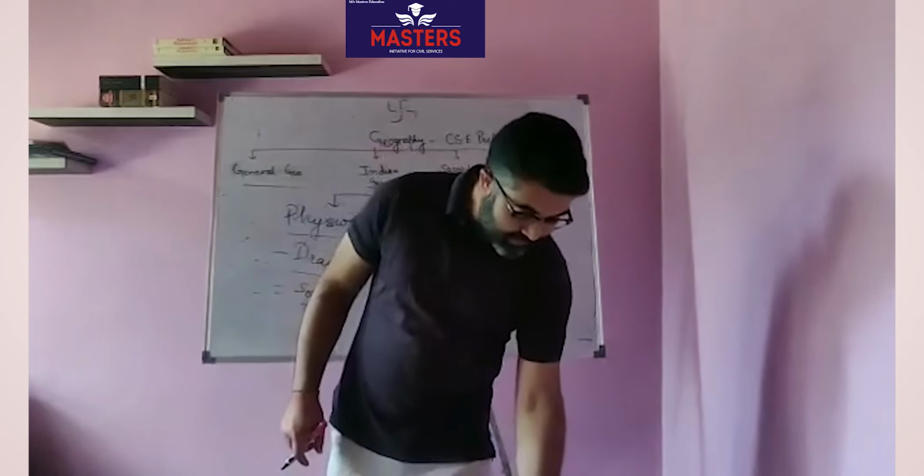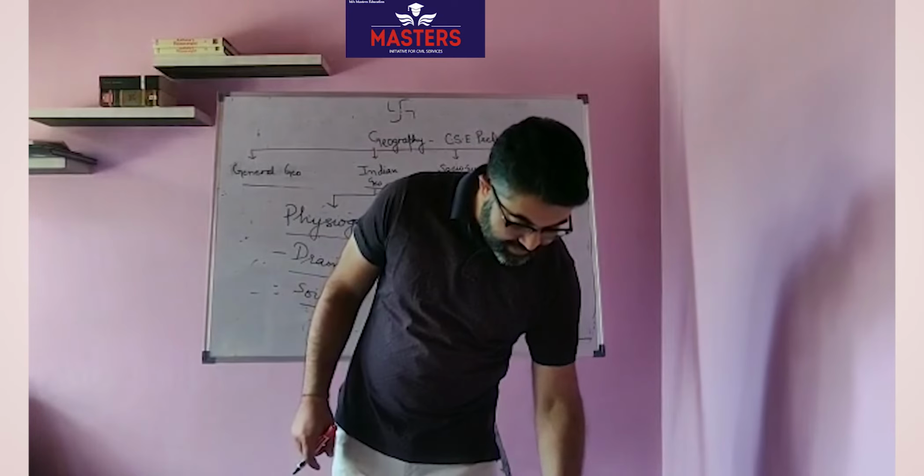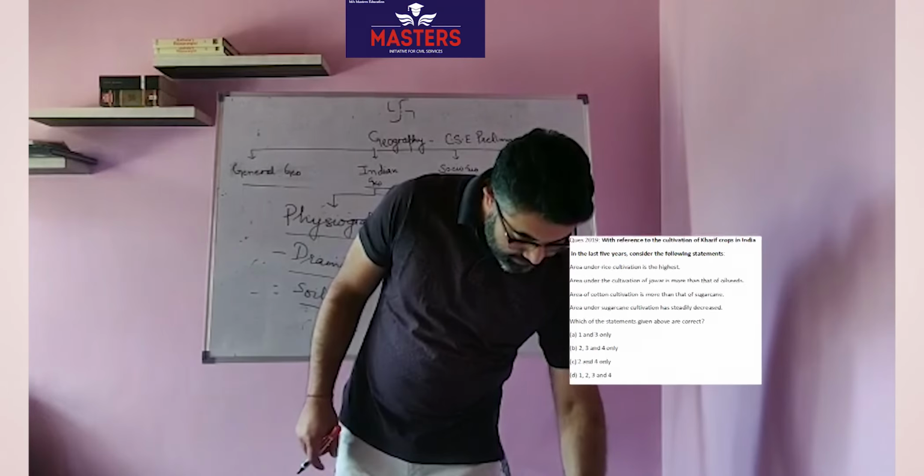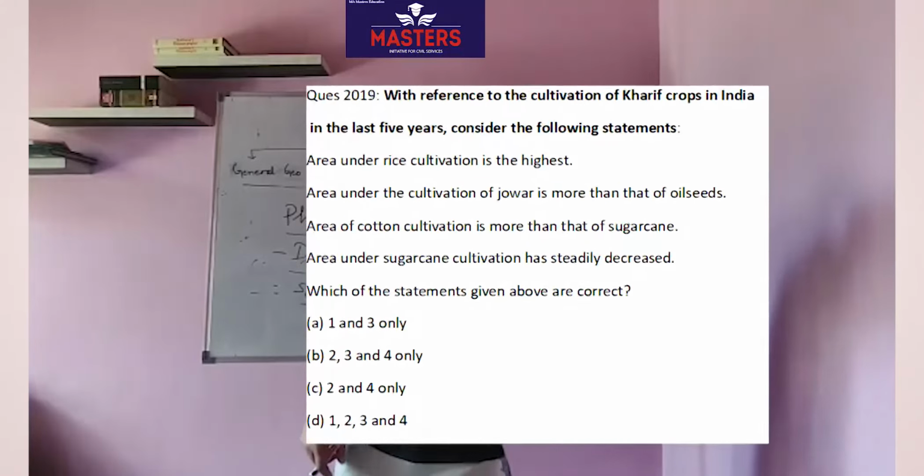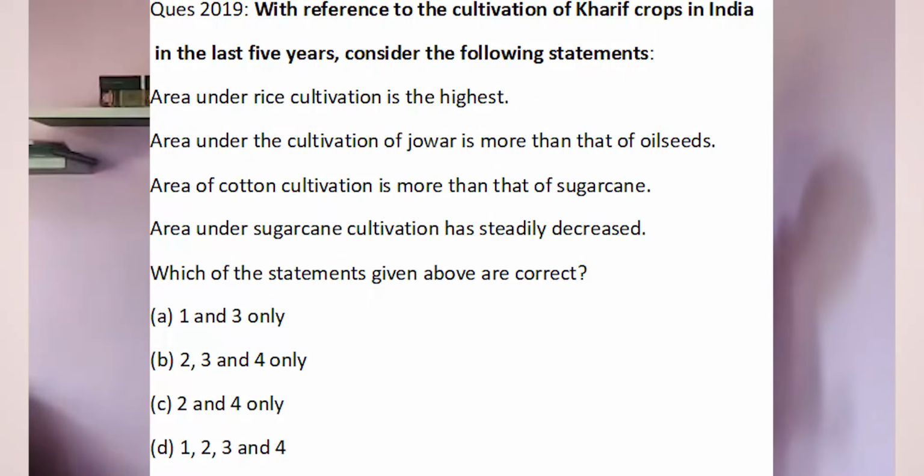There is one question again, last year, 2019, related to agriculture. With reference to the cultivation of kharif crops in India in the last 5 years, consider the following statements. Area under rice cultivation is the highest. Area under the cultivation of jowar is more than that of oil seeds. Area of cotton cultivation is more than that of sugarcane. And area under sugarcane cultivation has steadily decreased.